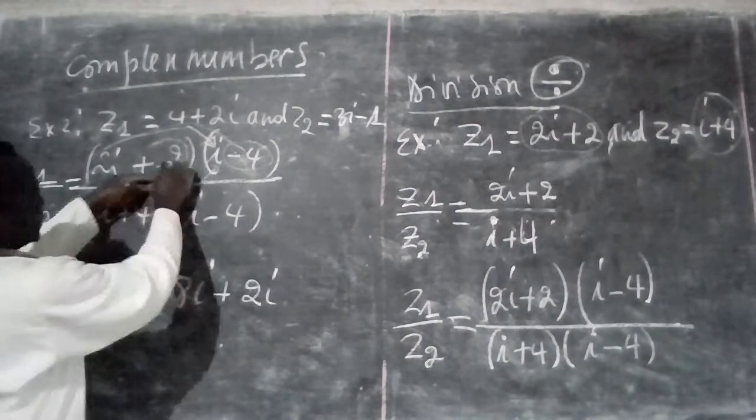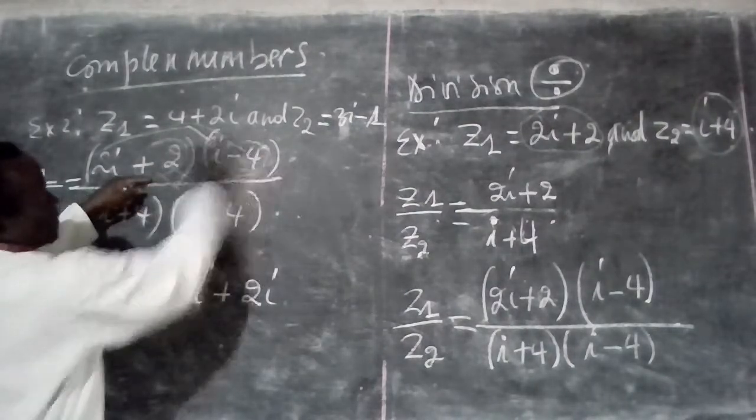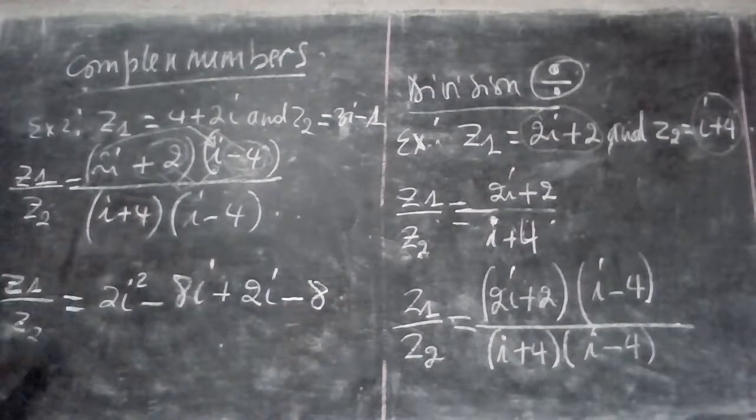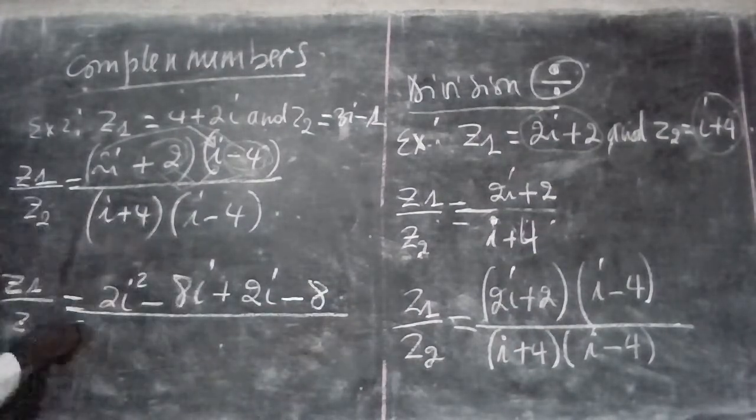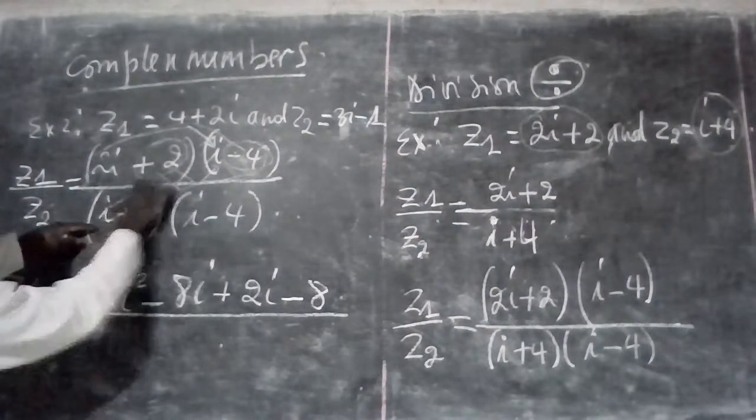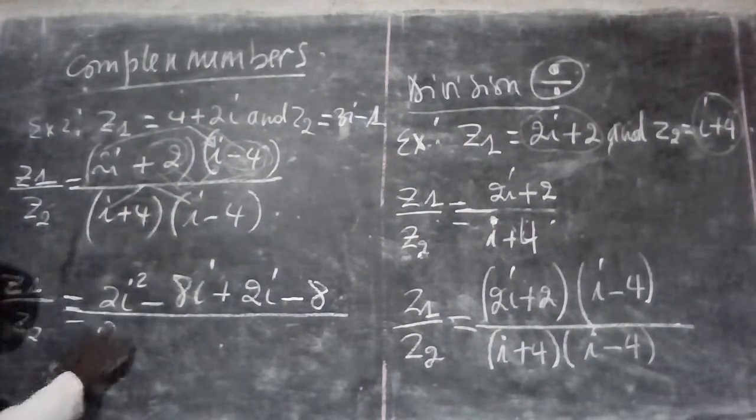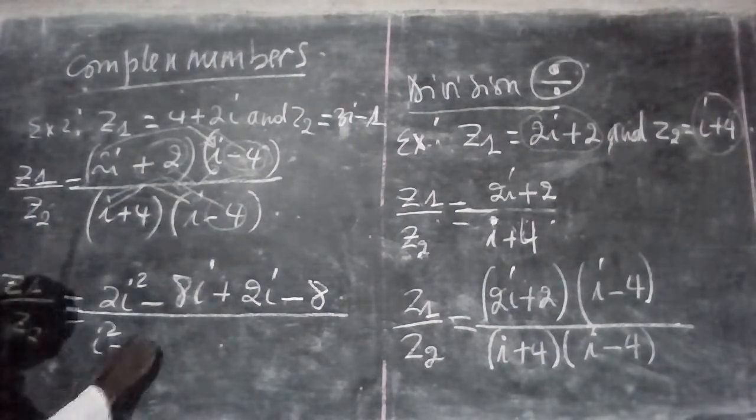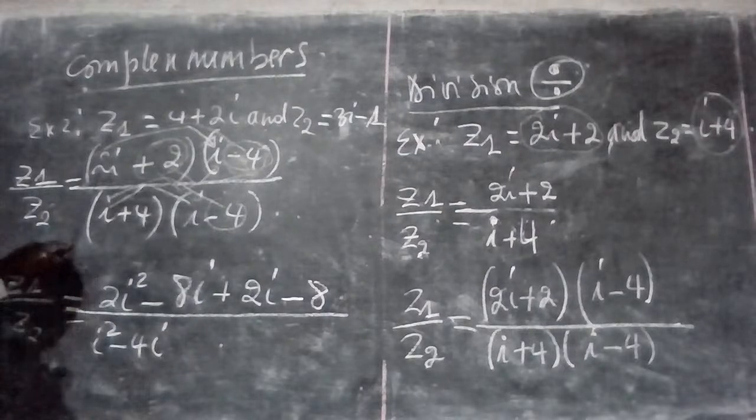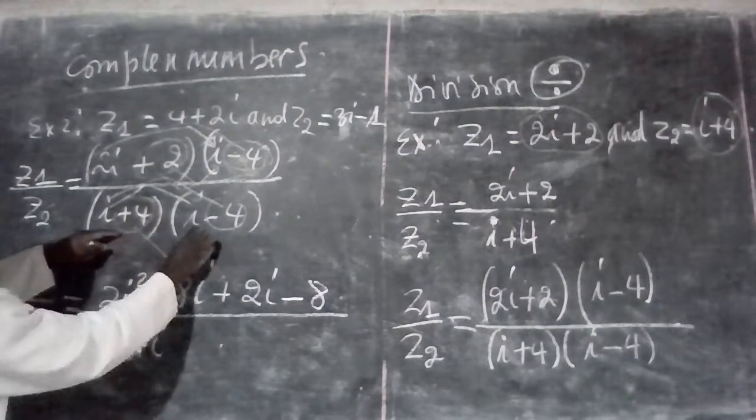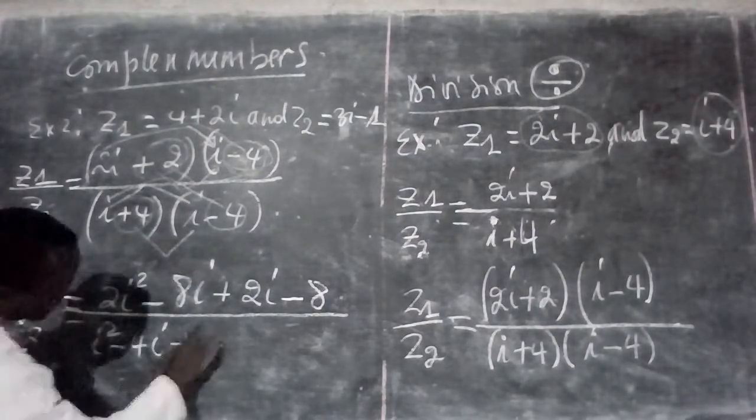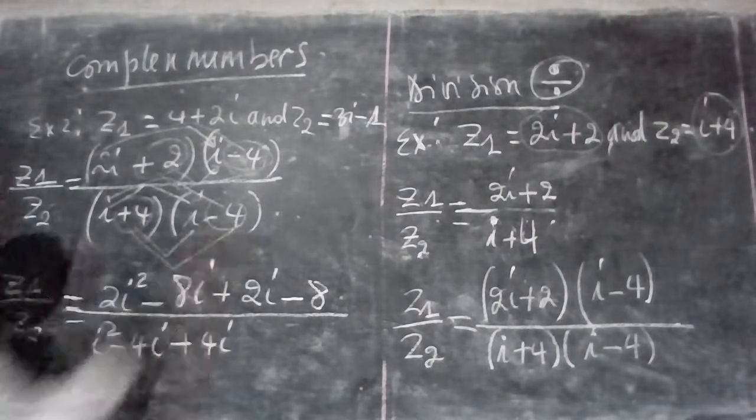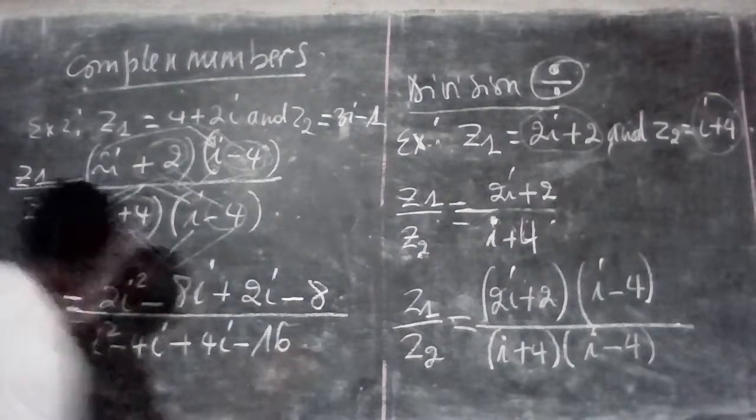Now finally we take this plus 2 times this minus 4. It is minus 8, over this i times this i, it is i square. And this i times this minus 4, it is minus 4i. This times this one will be equal to plus 4i. And finally we take plus 4 times this, it is minus 16.